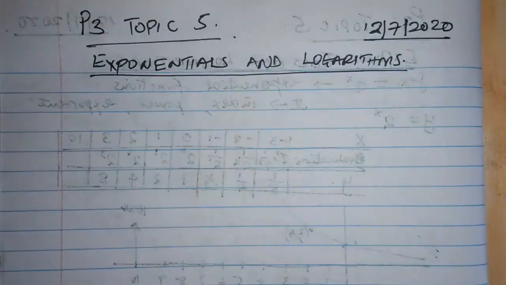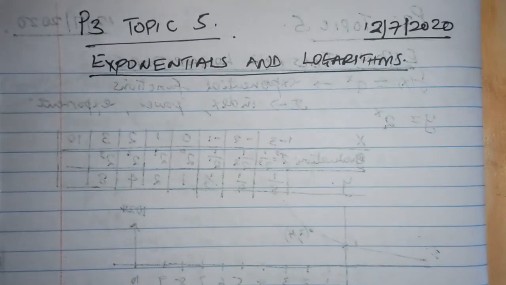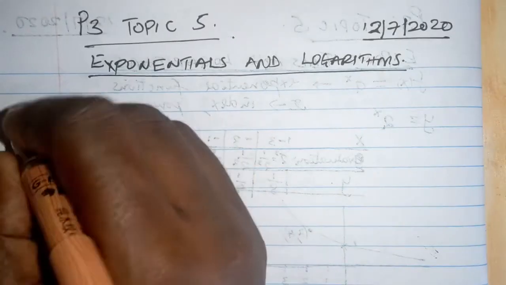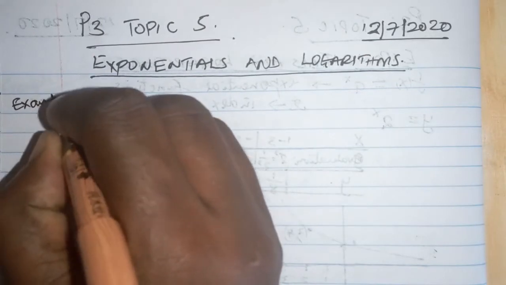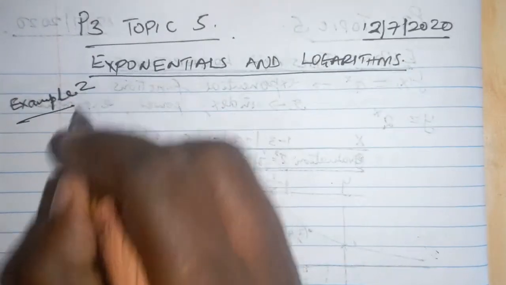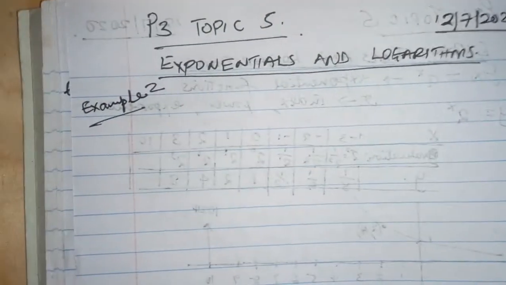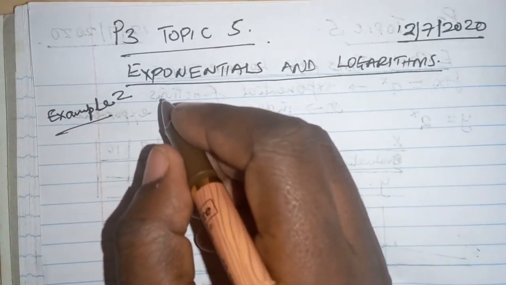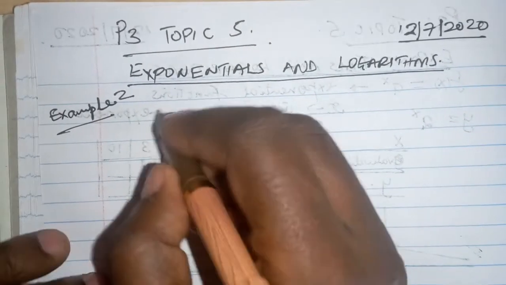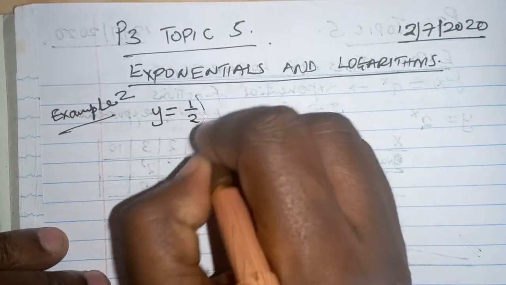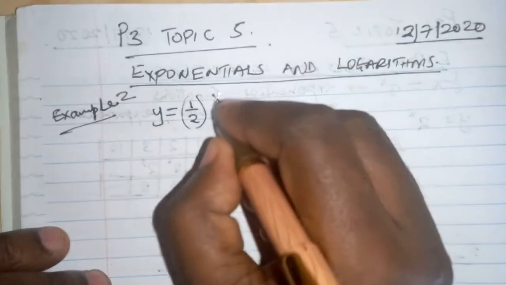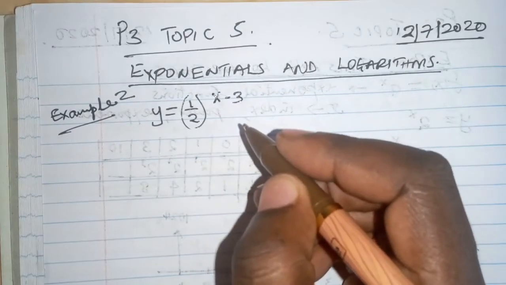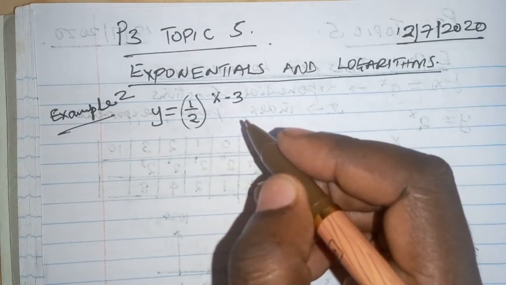Let us get to page 104 and understand example 2. In example 2, we are told to sketch the graph of y equals a half to the power x minus 3, that is the index, and give the coordinates of the points where the graph crosses the y-axis.